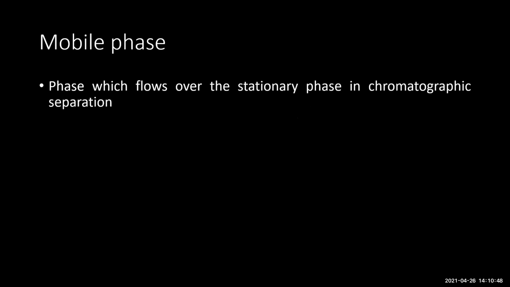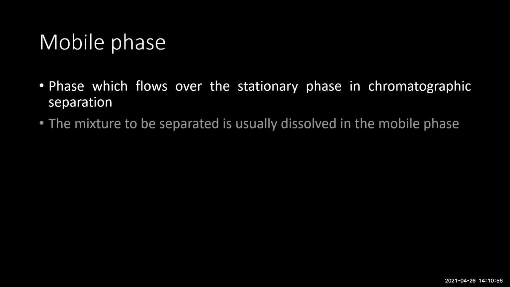So what is mobile phase? This is a phase which flows over the stationary phase during a chromatographic separation procedure. The mixture to be separated is usually dissolved in the mobile phase. Any sample that we want to separate, any molecules present in our sample that we want to separate, will most likely be added into the mobile phase.